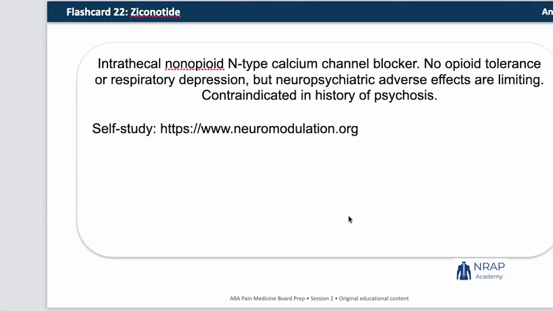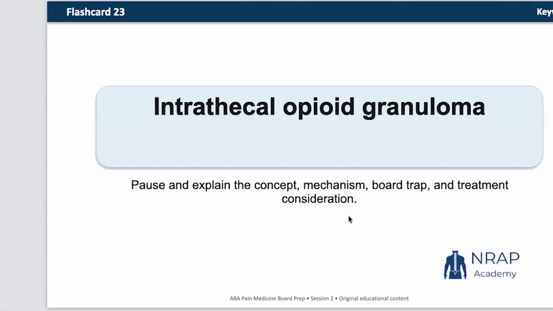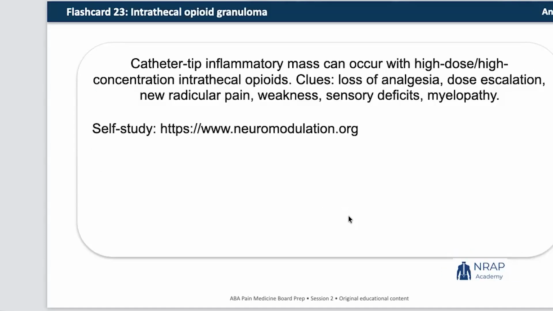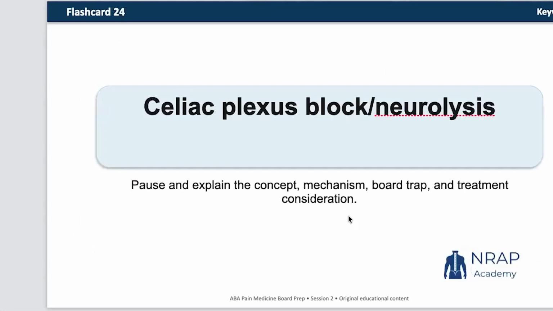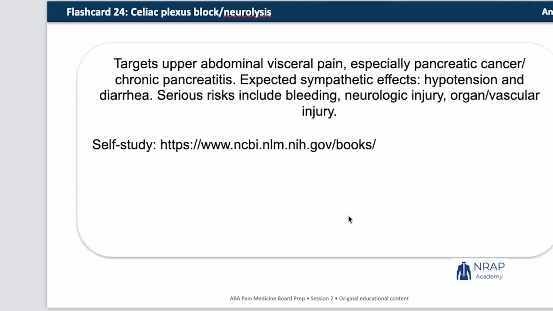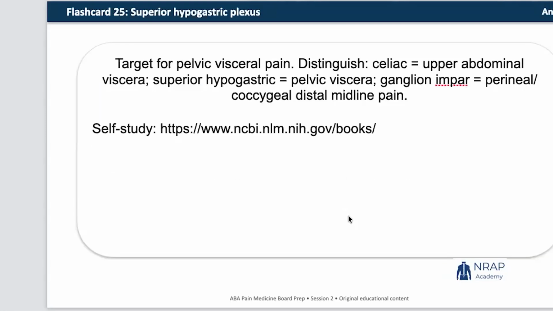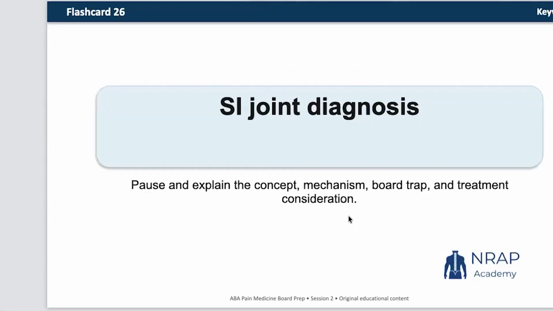Ziconotide, non-opioid N-type calcium channel blocker, no respiratory depression or opiate tolerance, but it's contraindicated in psychosis. Granuloma, catheter tip mass, high dose, high concentration intrathecal opiates, usually morphine. Celiac plexus block, we talked about last time. Hypotension, diarrhea. Superior hypogastric plexus block is for pelvic viscera. The ganglion impar is just more perineal, coccygeal.